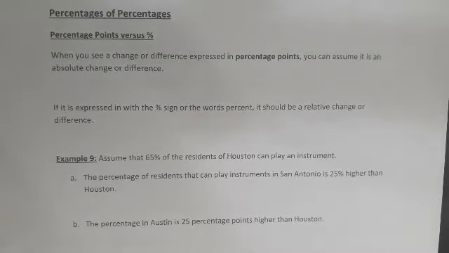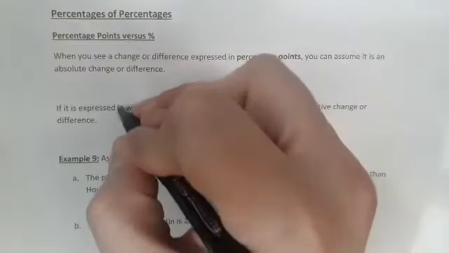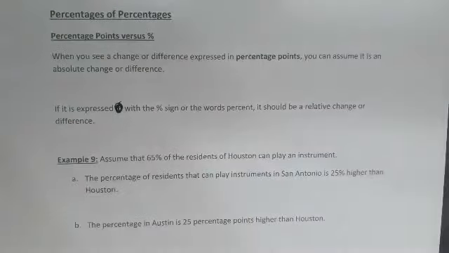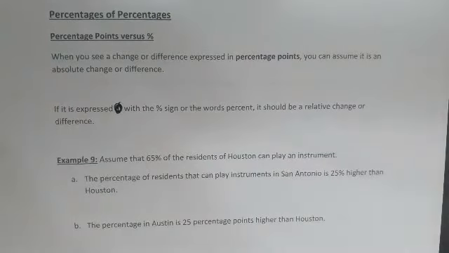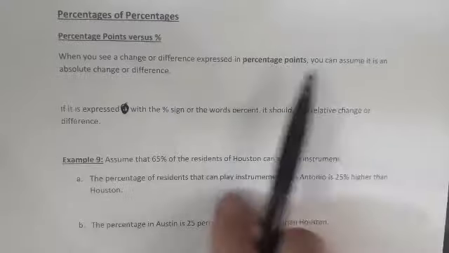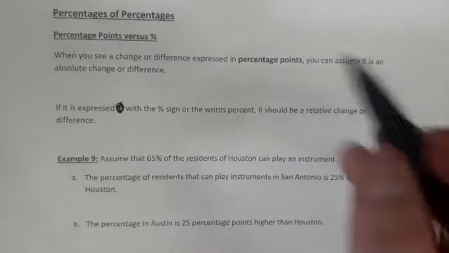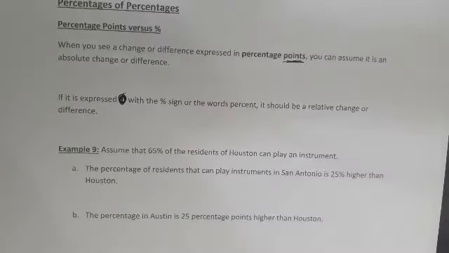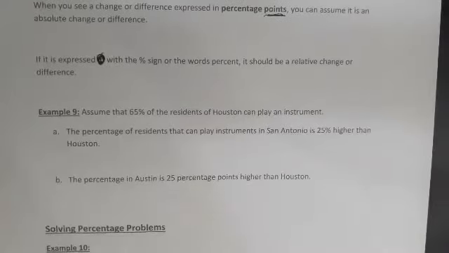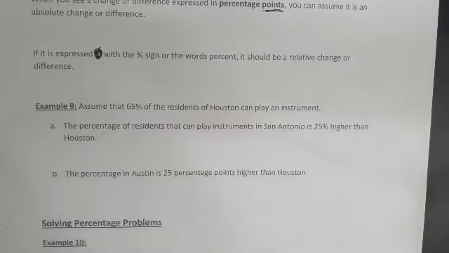I figured out what it was. There's an extra word. If it is expressed with the percent sign or the words percent, it should be relative change or difference. So if we want the absolute change, we're talking about percentage points. They will specify with the word points. If they don't specify with the word points, then we're talking about percent or the percent sign.